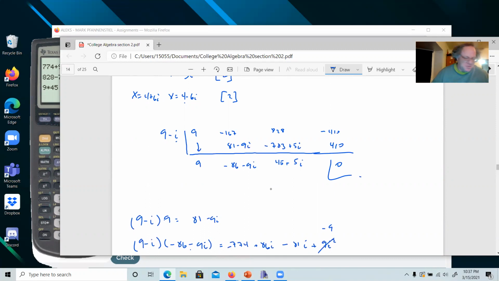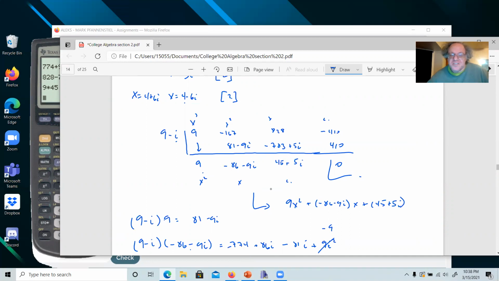Okay, so we started off with x cubed, x squared, x, and a constant term. We divided, we have an x squared, an x, and a constant term. So if I wanted to write this out, this would be 9x squared, plus negative 86 minus 9i x, plus 45 plus 5i is my constant. So this is still a parabola or quadratic, except now it's over the complex values. So life gets more interesting, but that's how you would read this off.